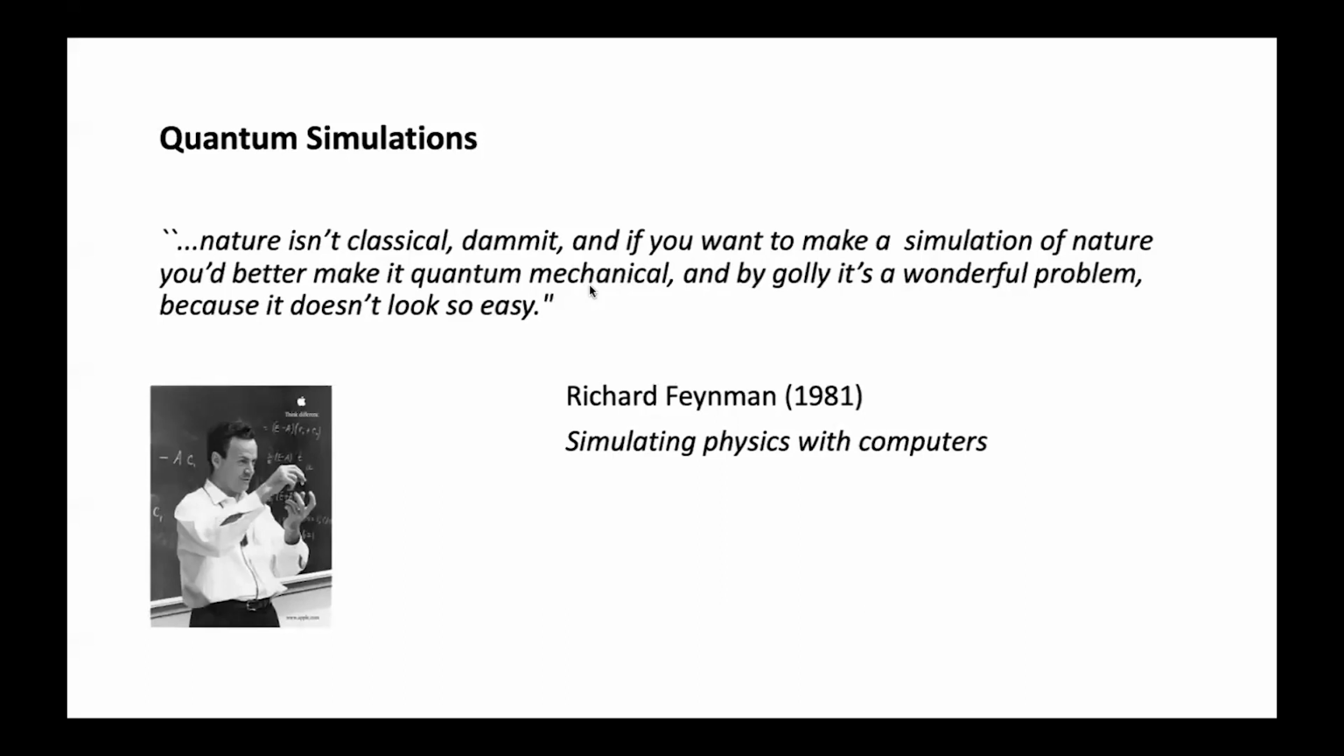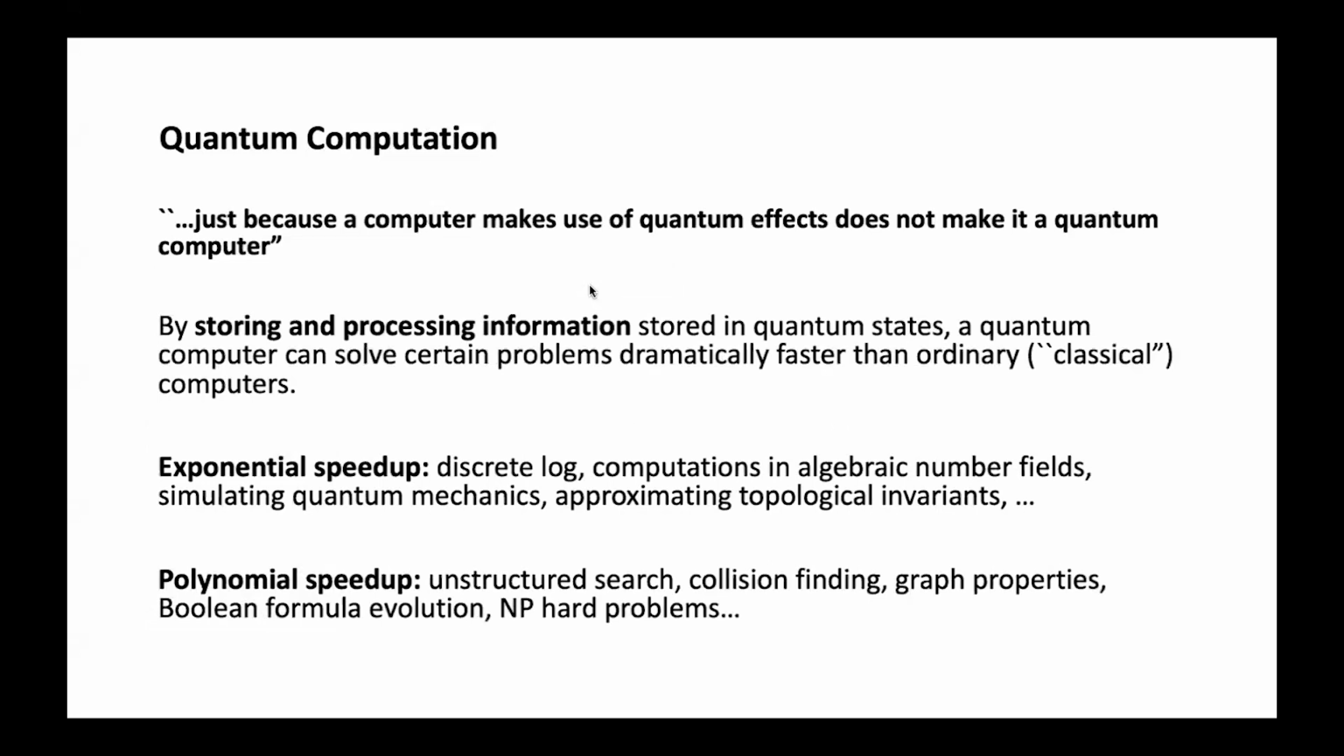As I mentioned the last time, what made the field take off was the realization, starting from Richard Feynman in 1981, who realized that nature isn't classical, and if you want to make simulations of nature, simulations of quantum mechanics, you'd better make it quantum mechanical. He thought that classical computation with classical computers is like a brute force. So you needed something that will create more efficient computations, and in his mind were machineries that rely on quantum mechanics.